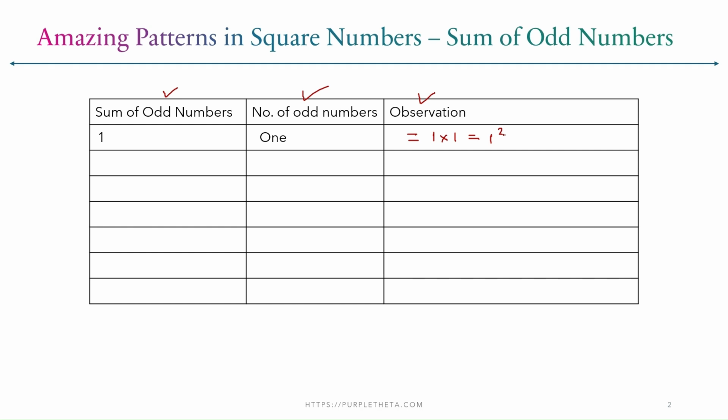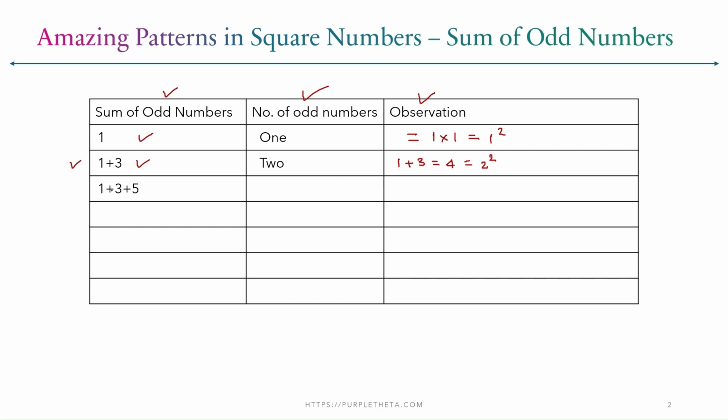Now let us move to the second row. Here we have 1 plus 3. We have taken two odd numbers, and these are the first two odd numbers. The first odd number is 1, the second odd number is 3. In this case, we are adding the first two odd numbers. So for the observation, 1 plus 3 is equal to 4, and 4 is 2 square.